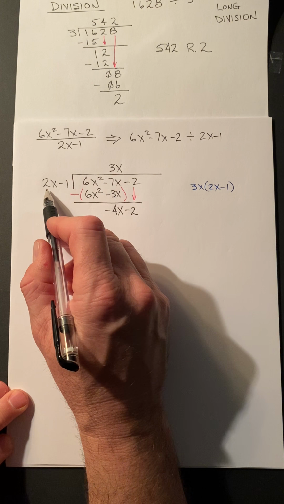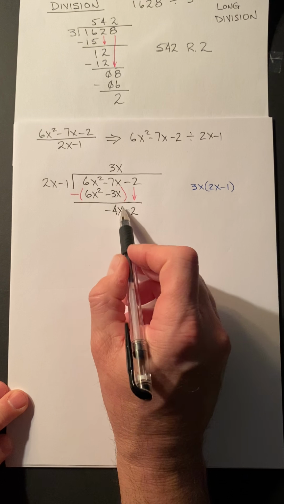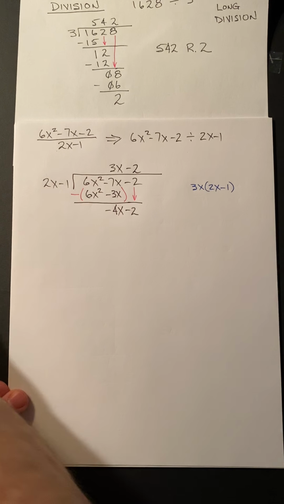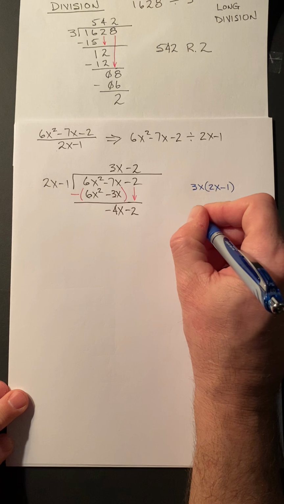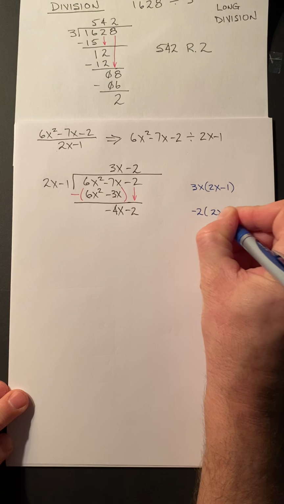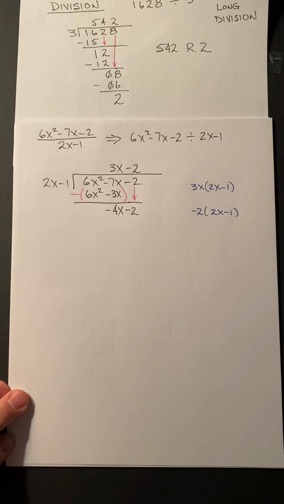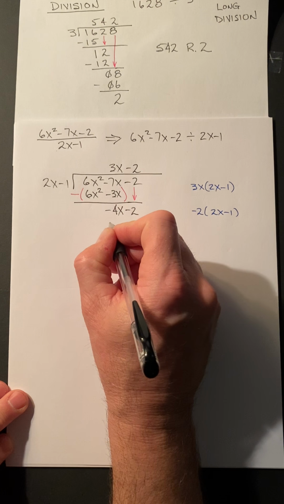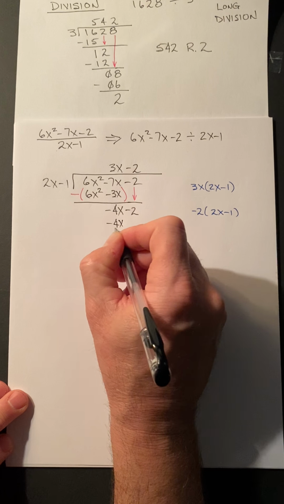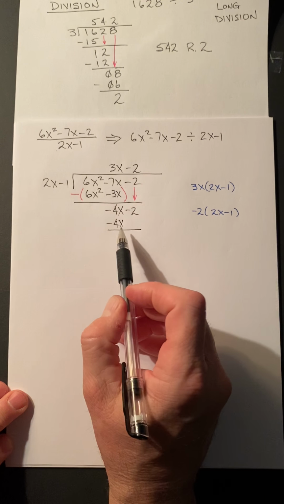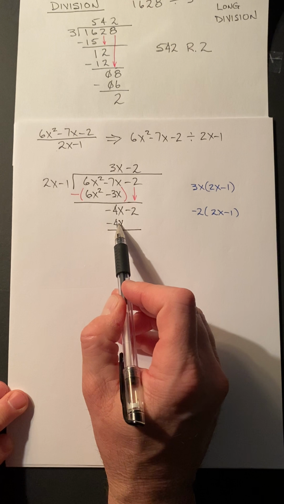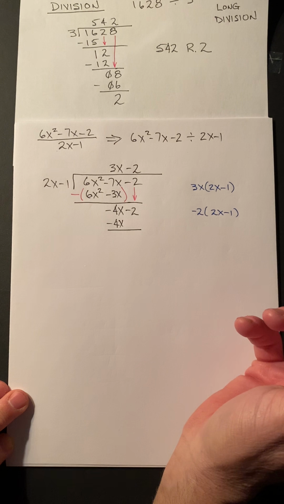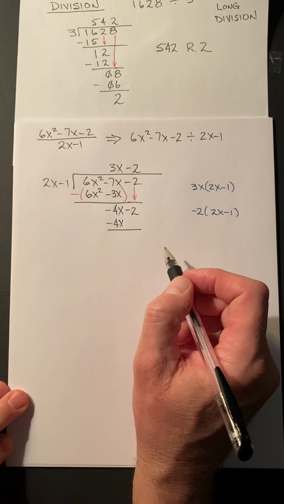How many times will 2x go into just this first part? Well, what if I put a minus 2 here? So I'm going to come over here and I'm going to say minus 2 times 2x minus 1, so I can really see what it is that I'm doing. Minus 2 times 2x, that gives me my minus 4x, right? And that's the important thing. I want to make this term match what's above because I need it to subtract out to 0.